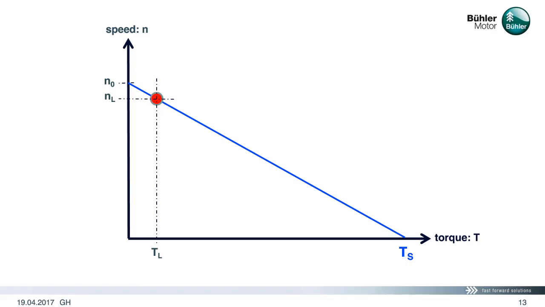No-load speed n sub zero can now be calculated using the formula shown here. And I sub zero does not really have a practical use, but it is necessary for further calculations, which we will see later.